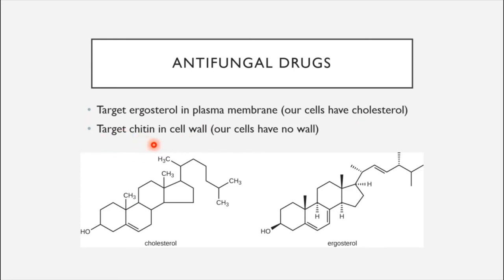Chitin, which is the material out of which the fungal cell walls are composed, is also a common target. And of course, this is selectively toxic because our cells don't have a cell wall at all.